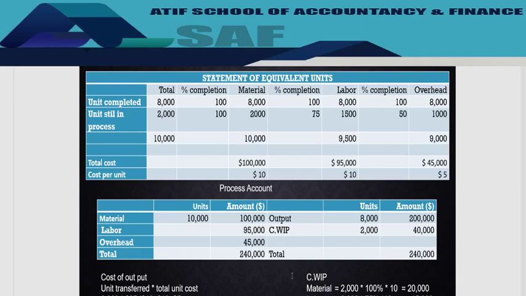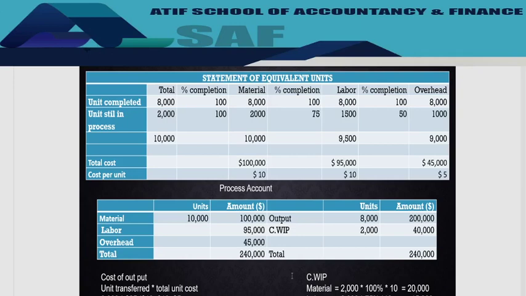In case of labor, 8,000 units which have been completed are 100% completed, so their equivalent units are 8,000. But the still in process units of 2,000 are 75% completed with respect to labor. So according to their stage of completion, 2,000 multiplied by 75%, their equivalent units are 1,500. 8,000 plus 1,500, the total equivalent units would be 9,500. Dividing the total labor cost of $95,000 by it, you will get the cost per unit of $10 each.